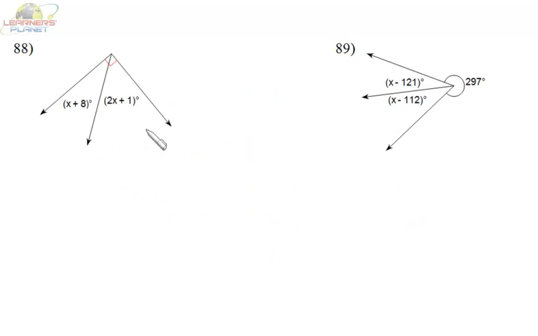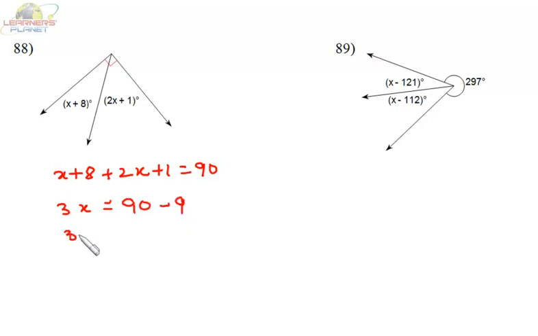Now similarly in this question, you must be knowing x plus 8 and 2x plus 1 will be 90 degree. So x plus 8 plus 2x plus 1 is 90 degree. Both the angles are complementary to each other and adjacent, and this angle is 90 degree. So 3x is equal to 90 minus 9. That means 3x is equal to 81. That means x is equal to 27.